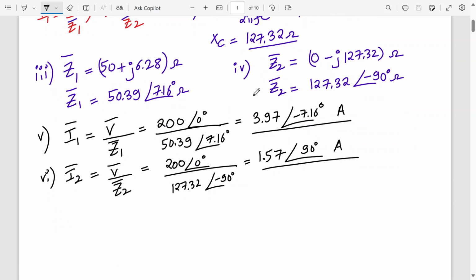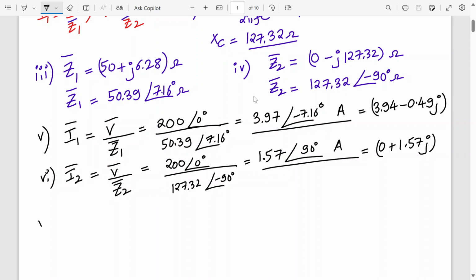Now we need to add these together. That's why we need to convert this again into rectangular form. So you can press shift rec in your calculator, shift rectangular. So this rectangular form will be 3.94 minus 0.49j, correct? And this will be 0 plus 1.57j. I hope the rectangular coordinates are matching.